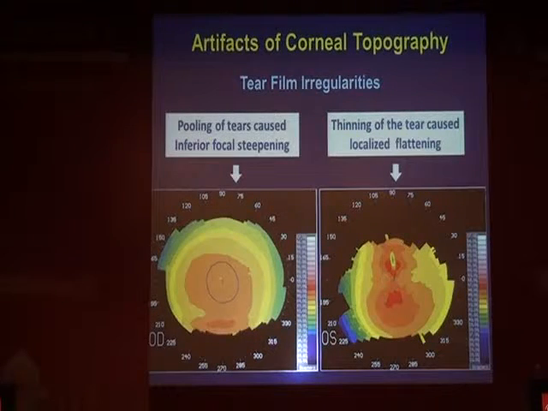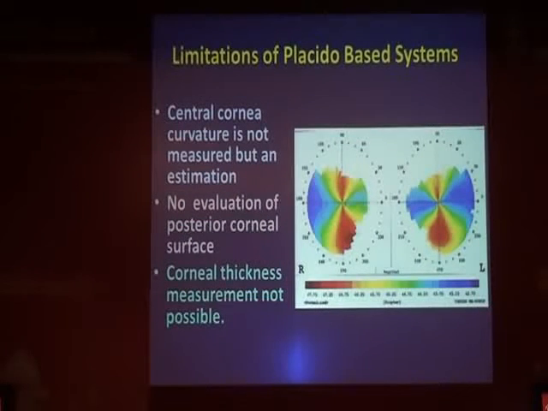The placido-based systems, the outcome is also affected by the tear film abnormalities. In this one, we have the inferior pooling of the tears and there is an inferior steepening. Whereas if there is a drying of the cornea because of some reason, we can have the flattened appearance in the same. Once we are using placido-based system, we should be aware that the central corneal curvature is not measured.